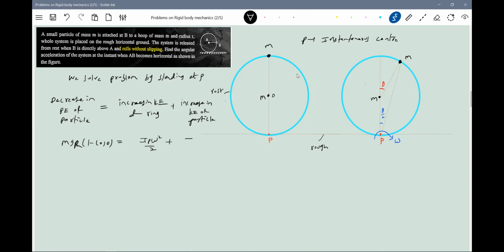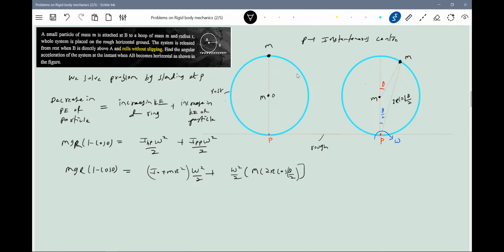We'll write that of the ring about point P like this, and that of the particle about point P, this one. Let's substitute all. This mgr(1 minus cos theta) on the LHS, no problem for everyone. What is the moment of inertia of the ring? For your benefit, I'm expanding this. That of the particle: what is the distance? This distance will be 2r cos theta by 2. So directly it is omega square by 2 times m into 2r cos theta by 2, squared. The square is only for this one. So I naught is mr square as it is a ring.